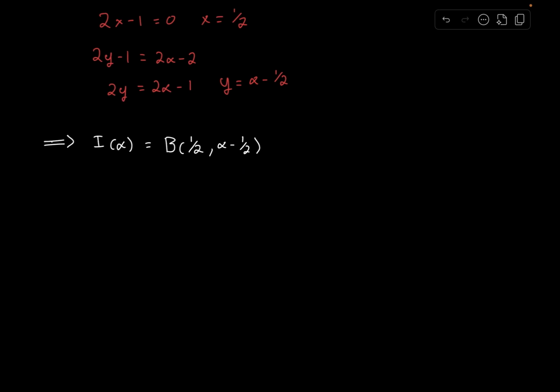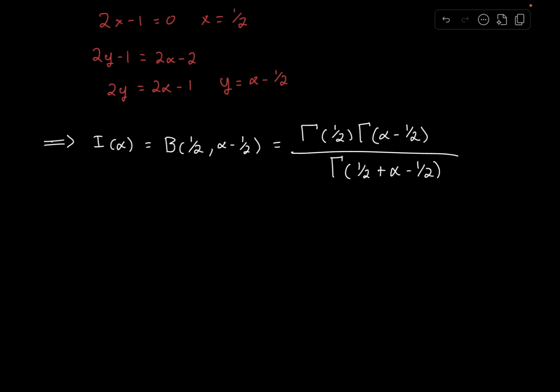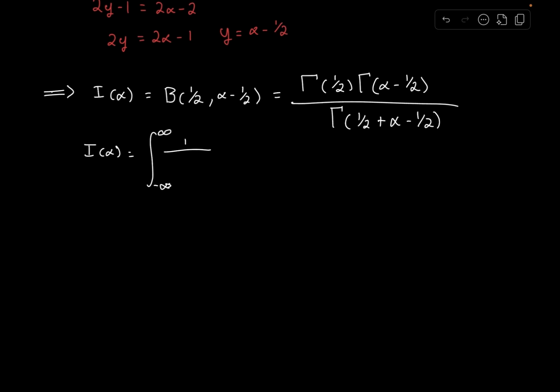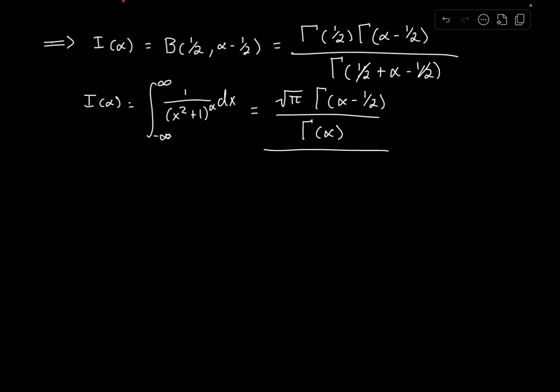Okay. And then we can set this equal to gamma of a half times gamma of alpha minus a half all over gamma of a half plus alpha minus a half, which means that we have I of alpha is equal to the integral from negative infinity to infinity of 1 over x squared plus 1 to the alpha dx is equal to gamma of a half, which is the square root of pi, times gamma of alpha minus a half over, and these cancel out, so you get gamma of alpha. So that's the final solution.